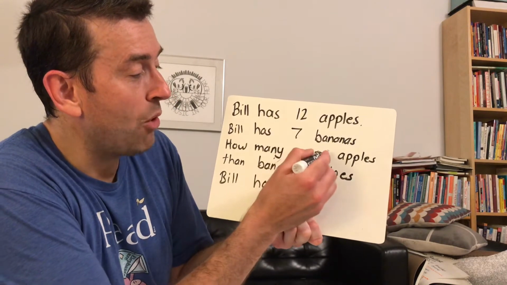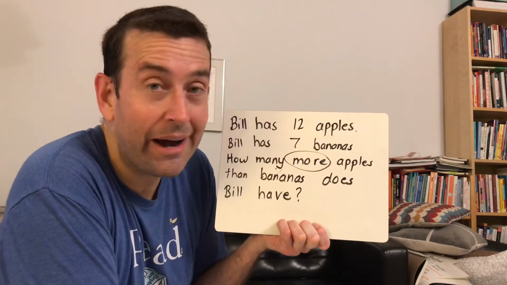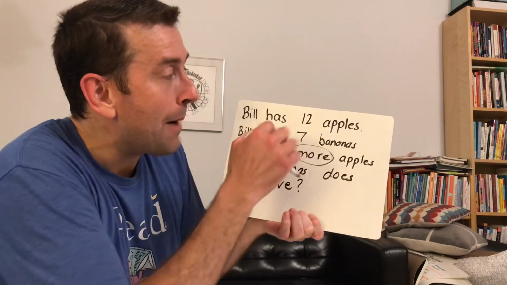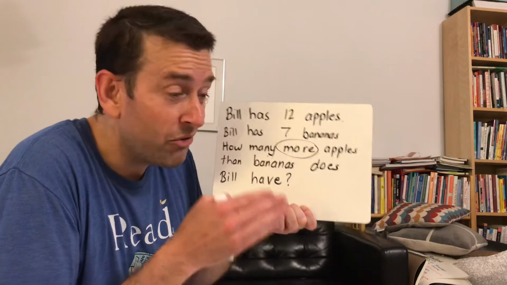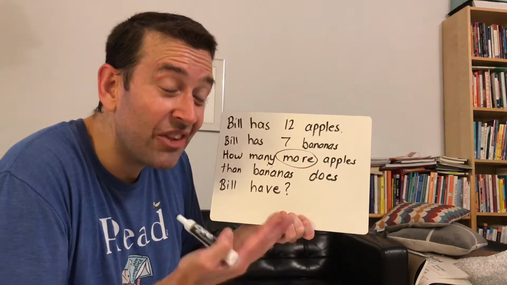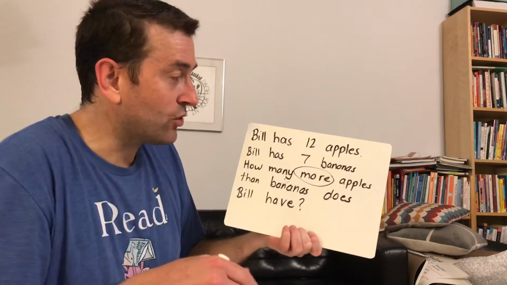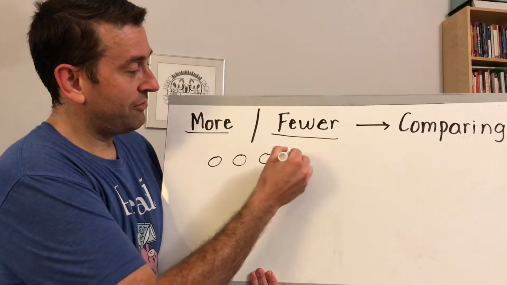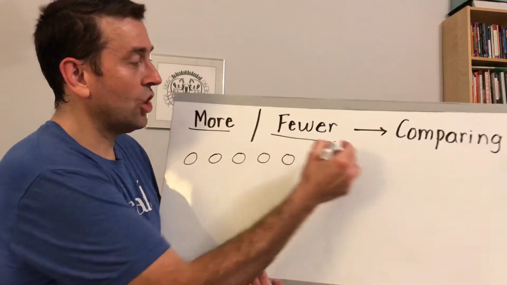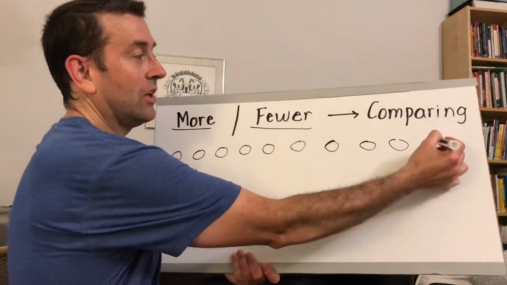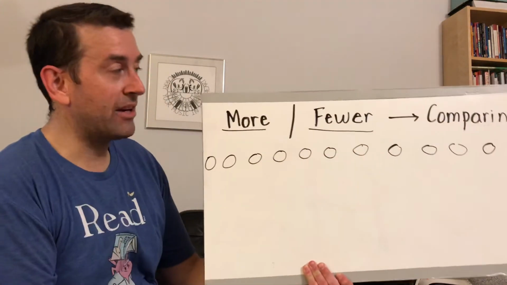So there's that word more. Must mean I'm comparing. And when you're comparing, you're measuring things against each other. So I'm measuring the apples versus the bananas, and I'm going to see how many more apples I have than bananas. All right, so I got 12 apples. Let me do my 12 apples. 1, 2, 3, 4, 5, 6, 7, 8, 9, 10, 11, 12. There it is. I got my 12 apples.